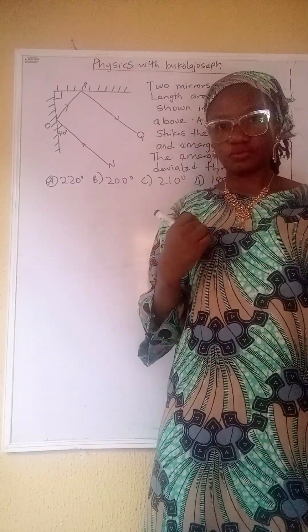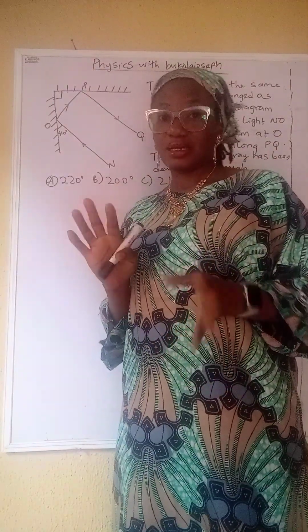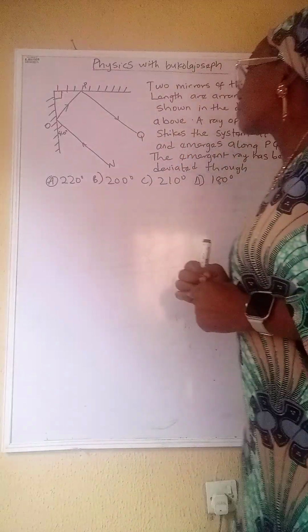So we are going to be solving this problem. It has to do with two mirrors inclined at an angle. Now let's check out the problem.